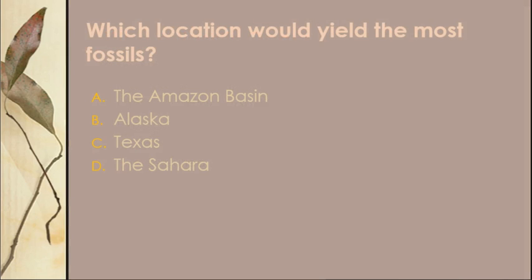Okay. So which location would yield the most fossils? Well, the Amazon basin is way too moist and way too hot. Things decompose really quickly there, so no. Alaska, really cold, and that would be great for natural mummies, but not so much for fossils. Texas, well, it used to actually be ocean around here. We've had lots of water coming in and out and sedimentation. We have a ton of fossils in the Barnett Shale. We also have oil and natural gas because of some of those very same processes. And in the Sahara, that is a really super dry desert. There's not going to be a lot of fossils hanging out there.